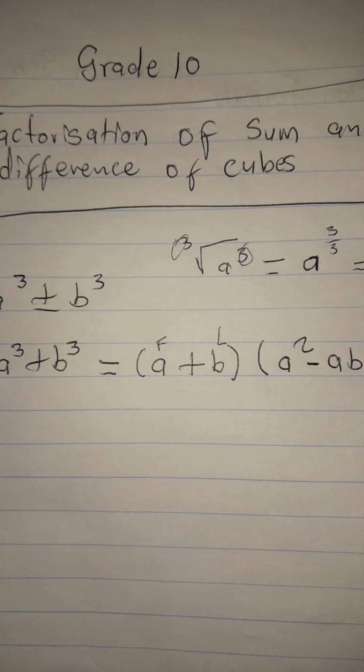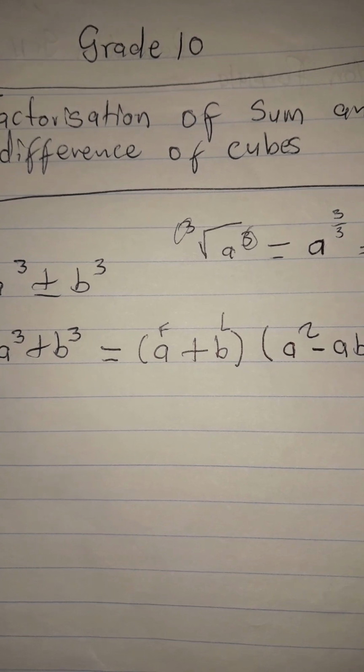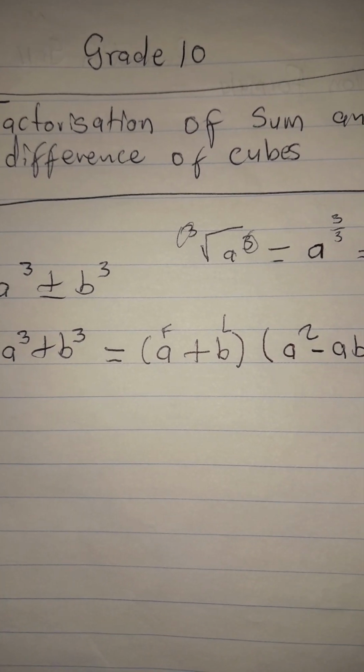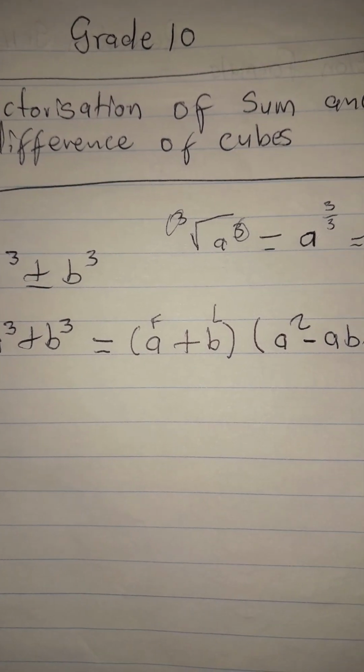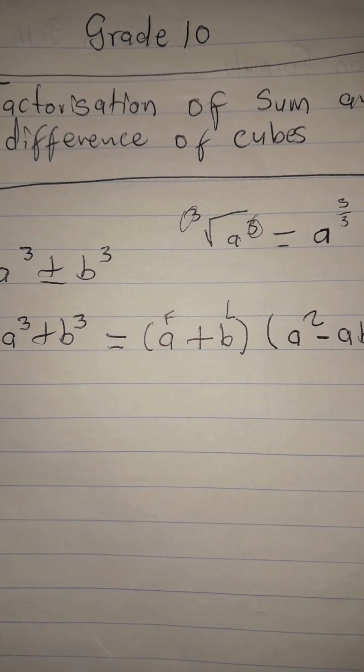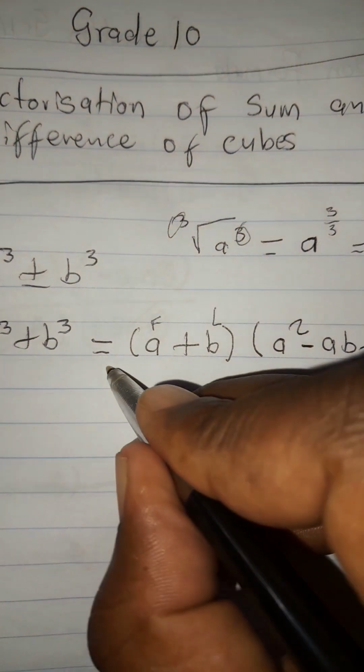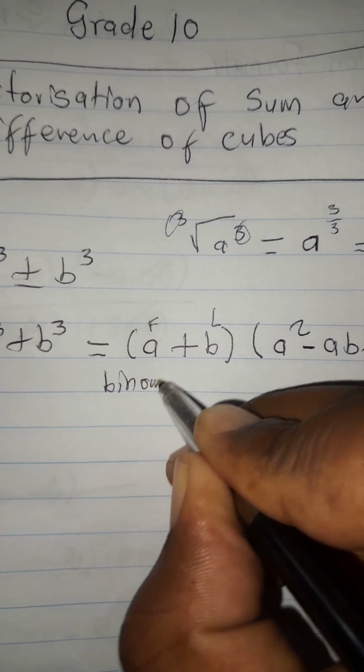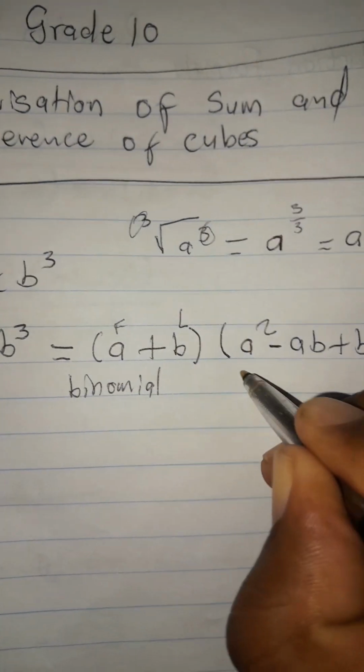So whenever you're factorizing the sum or difference of cubes, always factorize it into a binomial and a trinomial, because this is a binomial and this is a trinomial.